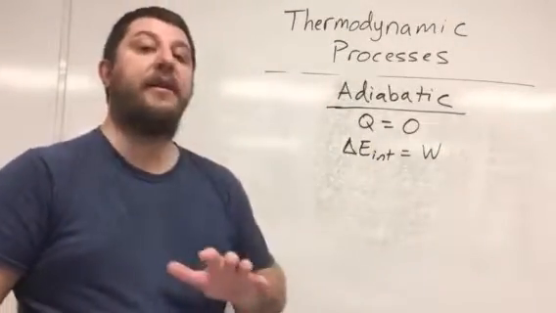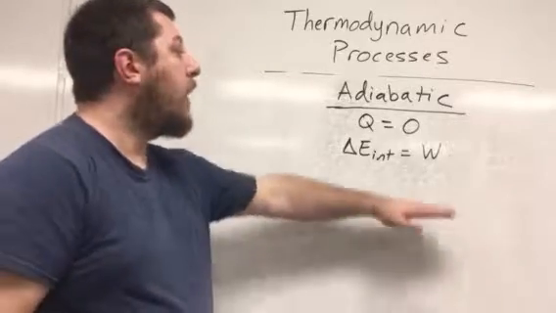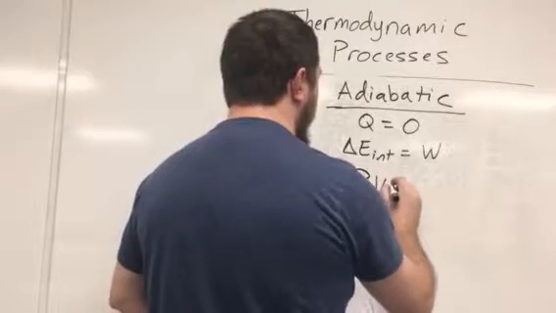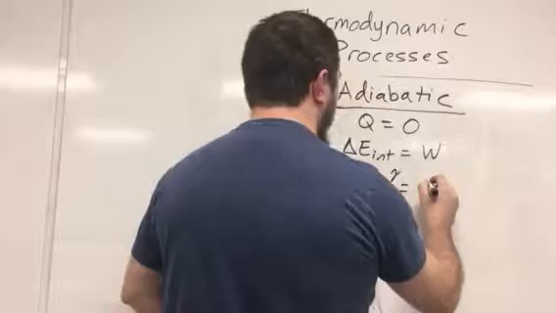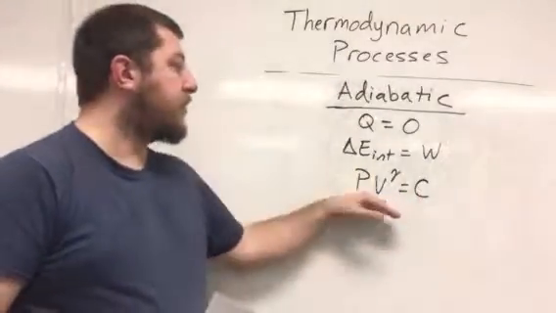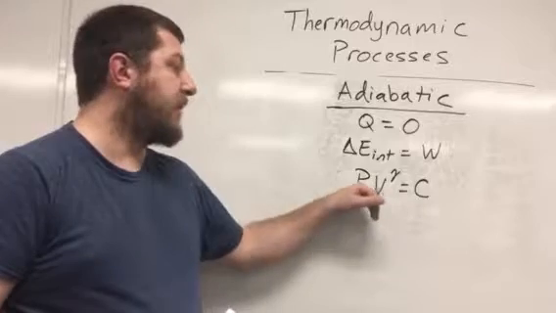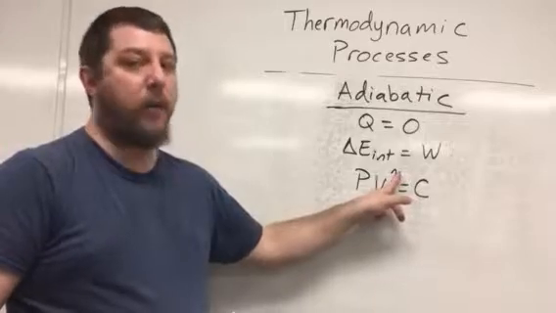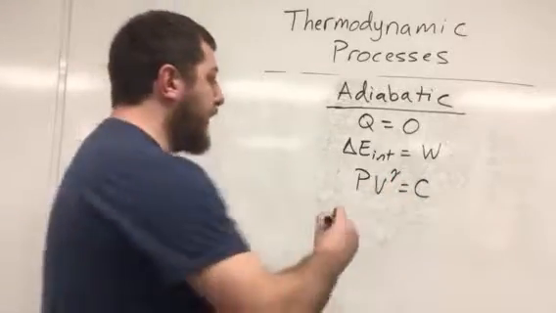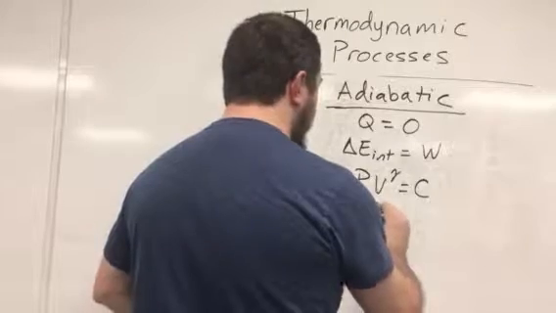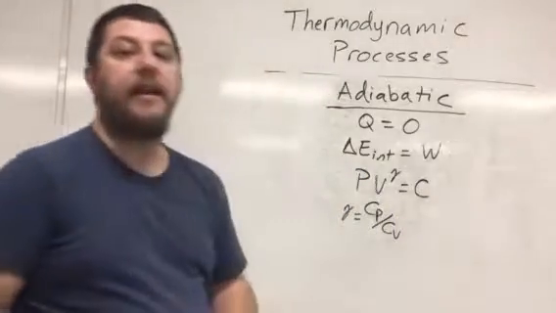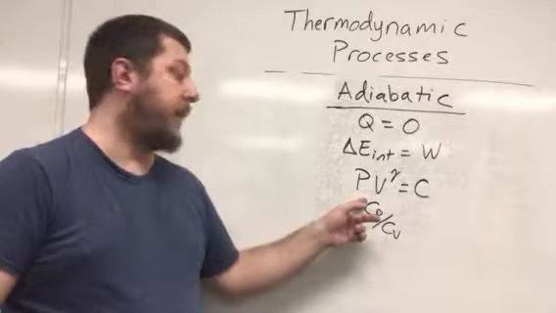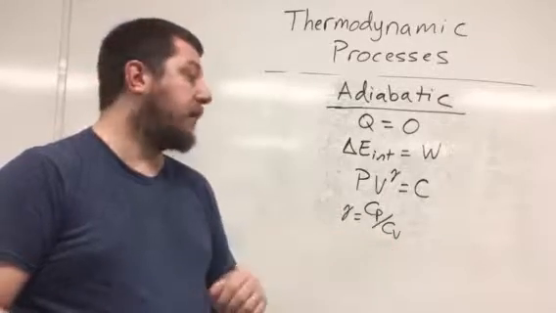And what we will find out in the next video, I'll do the derivation in the next video, is that there is a specific relationship between the pressure and the volume. The pressure and the volume are related in an adiabatic process by the product of P times V raised to the gamma-th power equals a constant. And what is gamma? Okay, gamma is the ratio of the specific heats at constant pressure and constant volume.